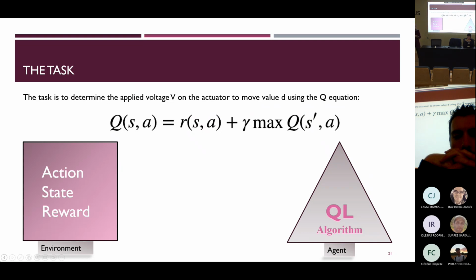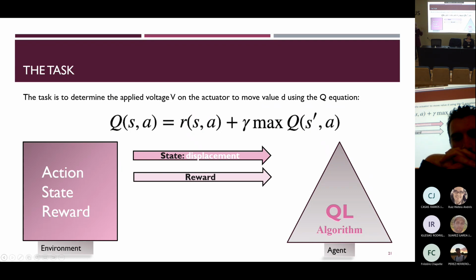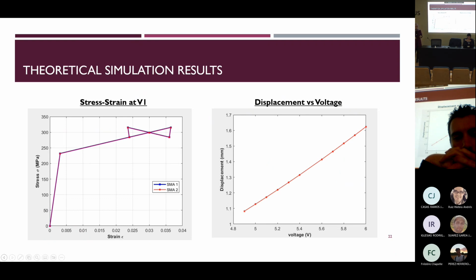RL can be defined by two things, environment and agent. In my case, the environment is the antagonistic system, the shape memory alloy system, and the agent is the Q-learning algorithm, a method of reinforcement learning. The environment gives the agent the displacement that it has initially, and the reward, which is calculated referring to the target displacement. Now the agent should give the environment the proper voltage to apply on the antagonistic system.